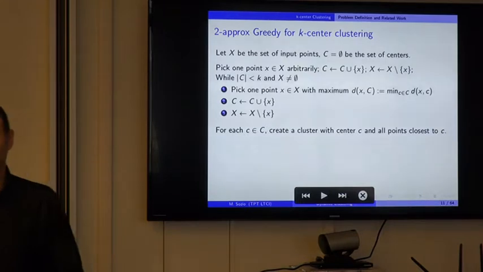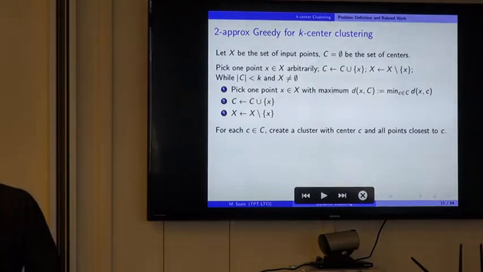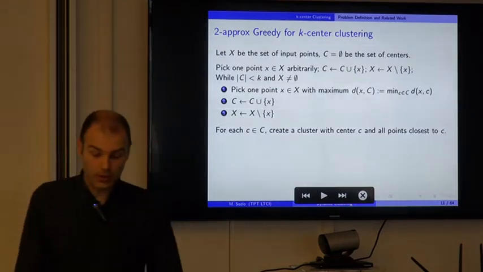But if you take the version where the cluster head or centroid or whatever is not within the set of points, is the problem fundamentally different? Sure, that's a very good point.